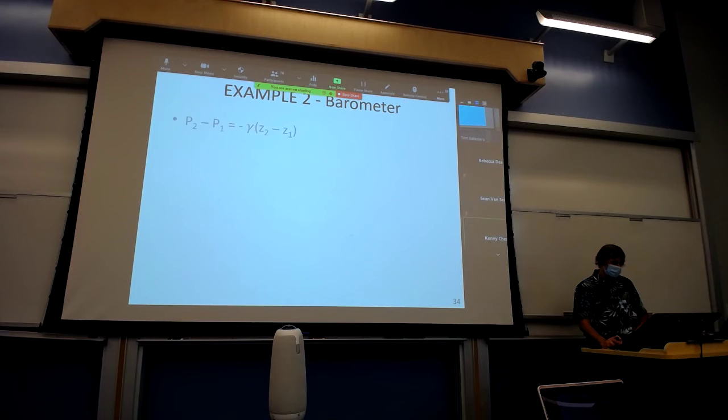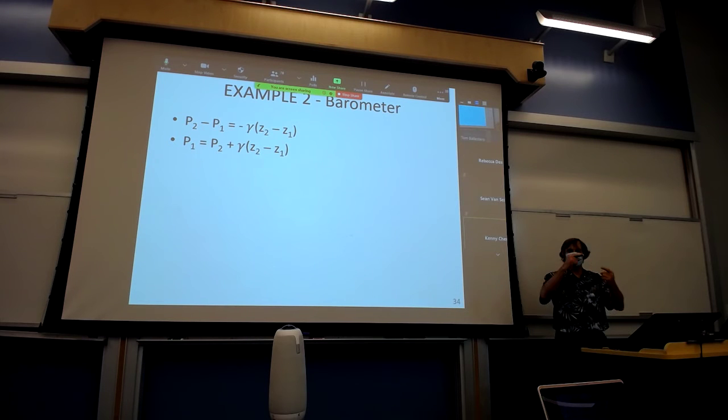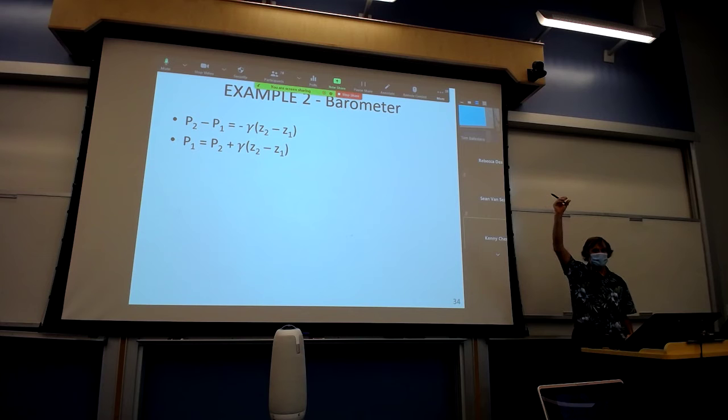So again, this is the same equation I had on the previous slide. I'm just rearranging it now to solve for P1. In the last example, we solved for P2. And again, if you had changed the numbers around, if P1 was up in the manometer and P2 is at the free surface, you're going to get the same answer. It doesn't matter which point you call 1 and 2.